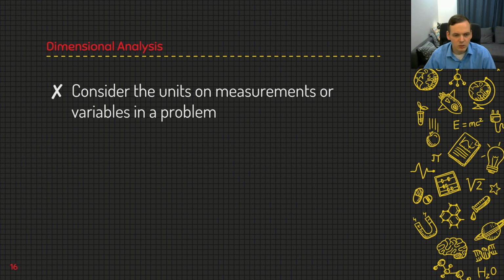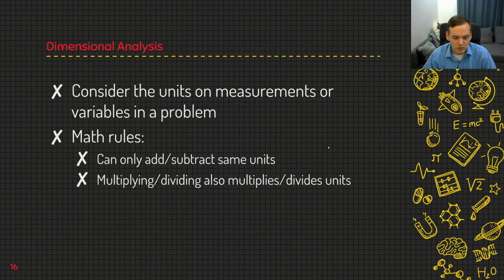This is where we look at the units on a measurement or the variables in a problem, and then try to figure out what we expect from our results. Some rules to know about with units: if you're going to add two values together, they need to share the same units. I can't add kilograms to meters. I can only add kilograms to other kilograms. So if two things are going to be added together, they need to have the same units.